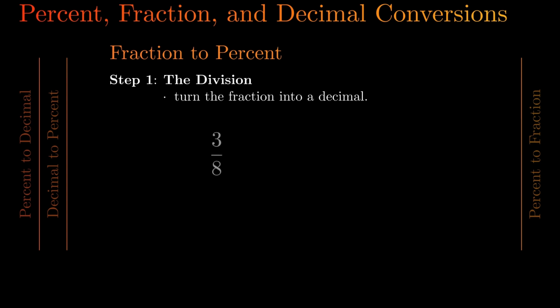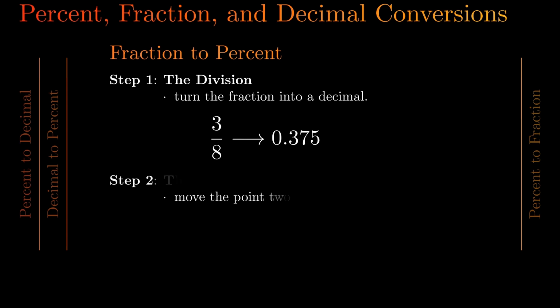Let's take 3/8. We divide the top number, 3, by the bottom number, 8. When we do the division, we get 0.375. Step 2, the move. Now that we have a decimal, we convert it to a percent.